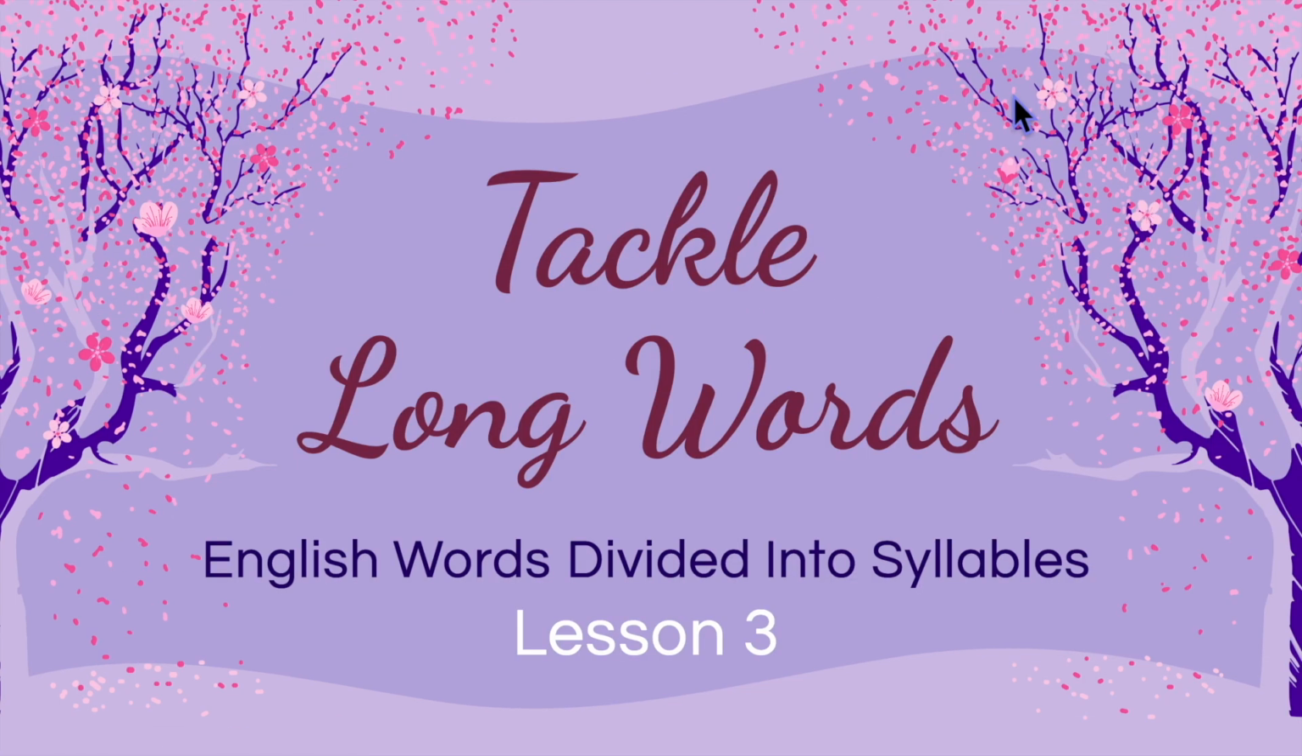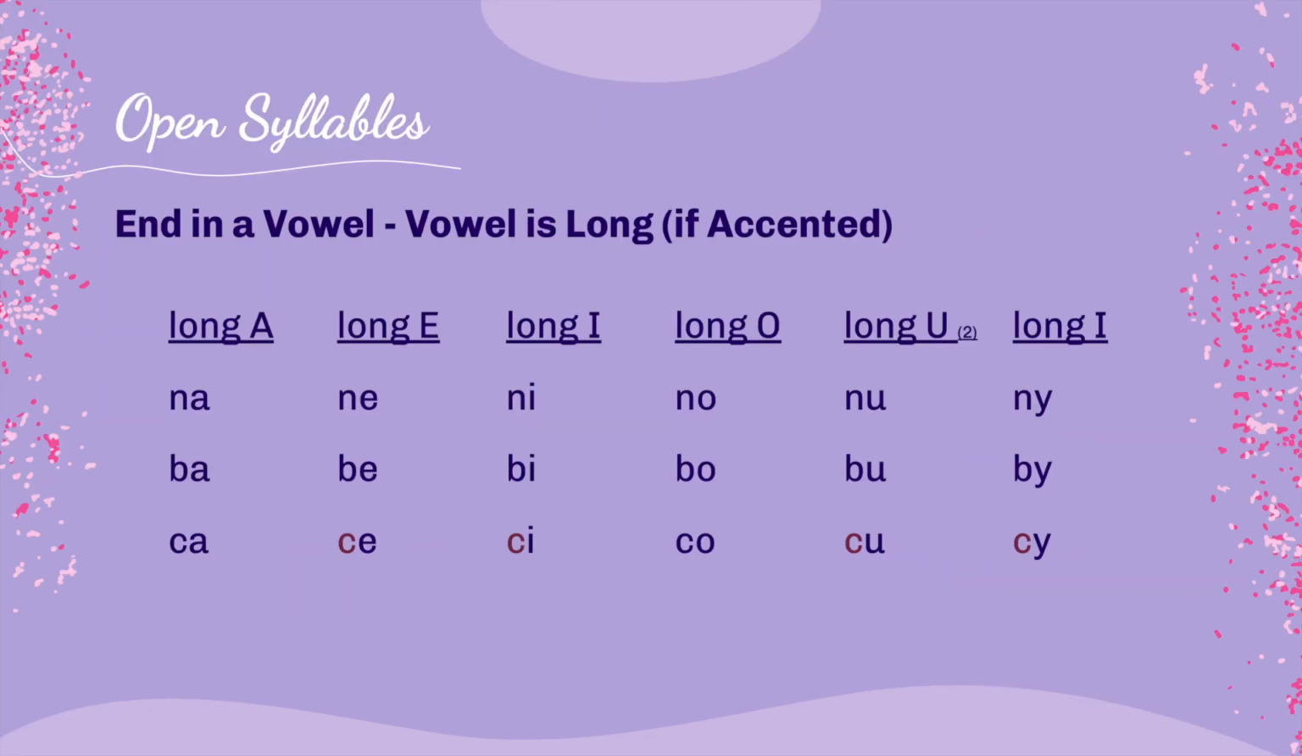Let's practice reading longer words by dividing them into syllables. If a syllable ends in a vowel and it's accented, the vowel will have its long sound. We call this an open syllable. Nay, ni, nigh, no, new, new, and nigh.